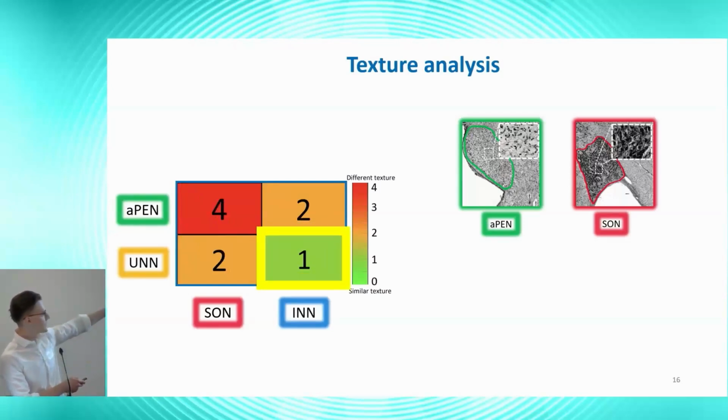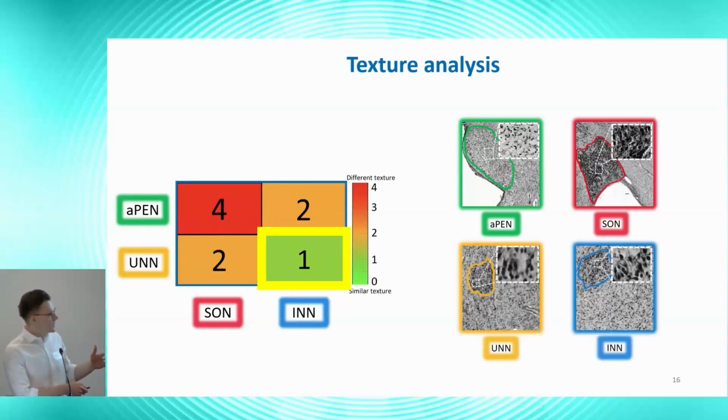But if we compare the uncinate and intermediate nuclei, which have a rather small difference in the texture features, indeed in the histological section you see the size of the neurons is quite similar and the distribution is also quite comparable.